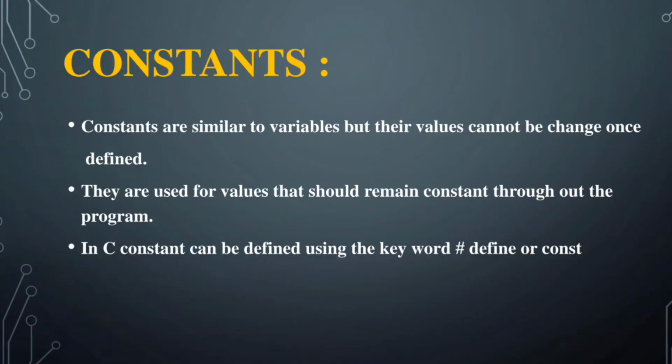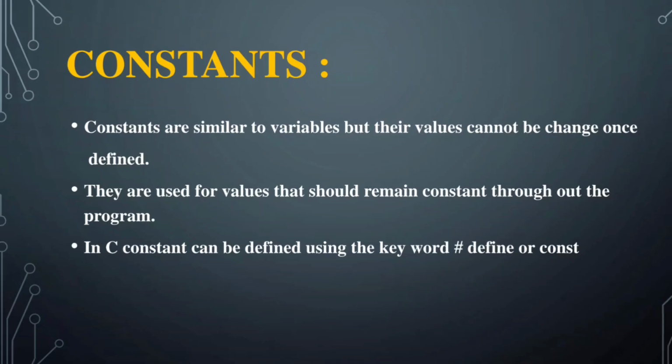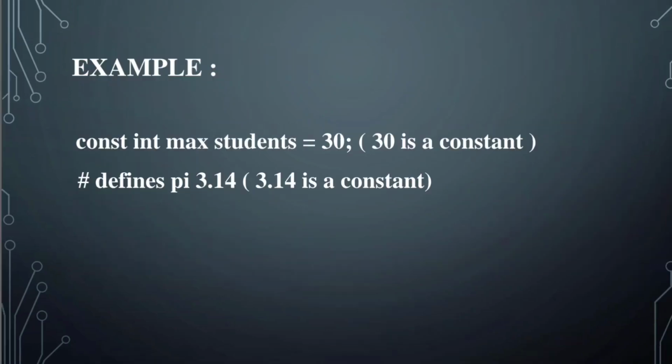Now let's talk about constants. Constants are similar to variables, but their values cannot be changed once defined. They are used for values that should remain constant throughout the program. In C, constants can be defined using the keyword #define or const. For example, const int max_students = 30. Here, max_students is a constant, and #define PI 3.14. Here, we declared PI with the value 3.14.